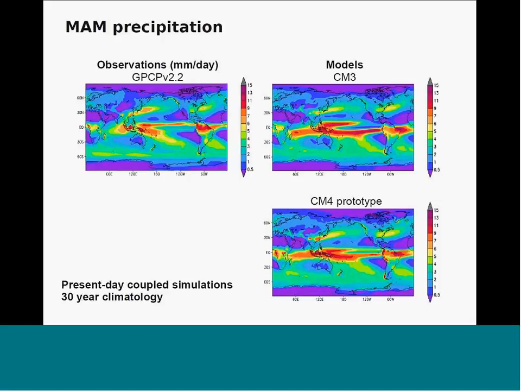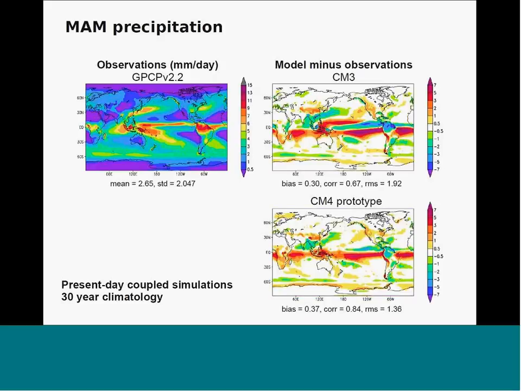The double ITCZ really shows up very strongly if you look at the season of March, April, May. This is the difference plot. You see a very large excessive precipitation in CM3. It is still present in CM4, but it's substantially better, with the RMS going from 1.9 to 1.36. So this is progress, incremental progress, but nonetheless substantial progress.